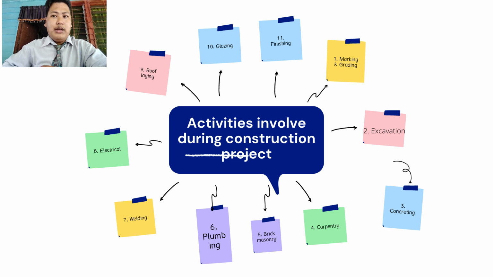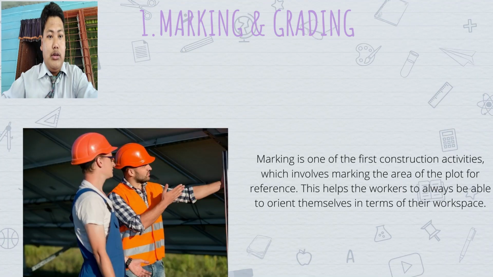The sixth is plumbing. Seven, welding. Eight, electrical. Nine, roof laying. Ten, glazing, and the last one is finishing. The first activity during the construction project is marking and grading.